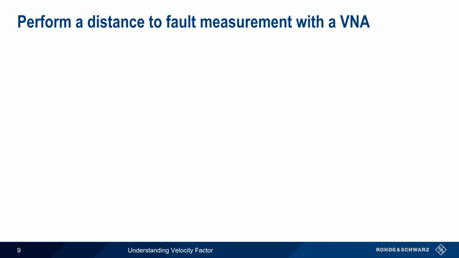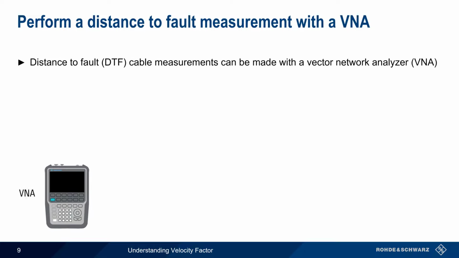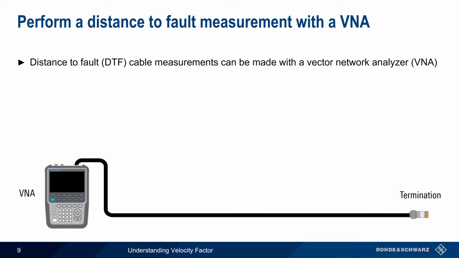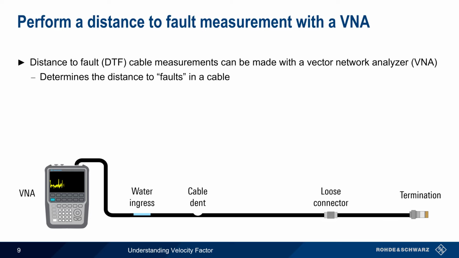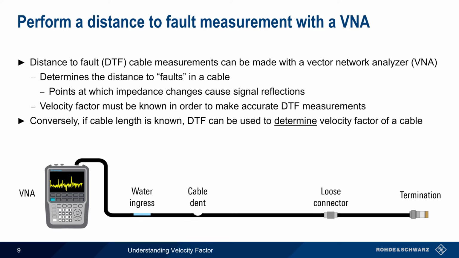Another common method for measuring velocity factor is using a vector network analyzer, or VNA, to make a so-called distance to fault measurement. The VNA sends signals into the cable to determine the distance to faults, which are points at which impedance changes cause signal reflections. The velocity factor of the cable must be known in order to make accurate distance to fault measurements. Conversely, if cable length is known, a distance to fault measurement can be used to determine the velocity factor of a cable, and this is done by creating a large fault at the end of the cable. Let's look at how this is done.